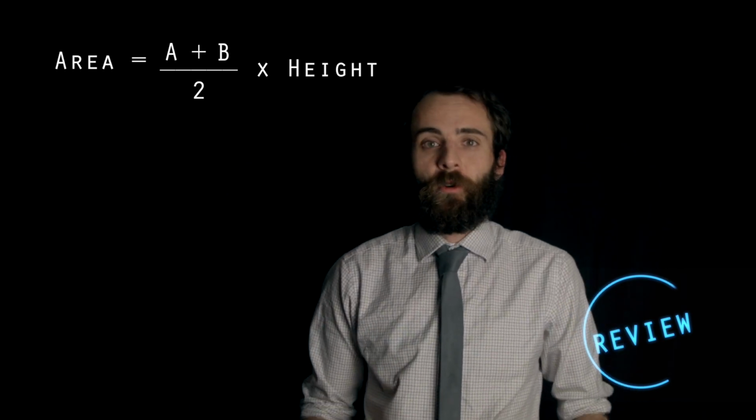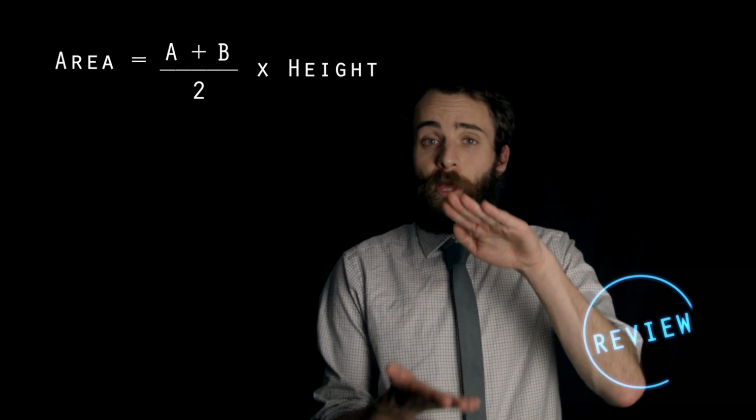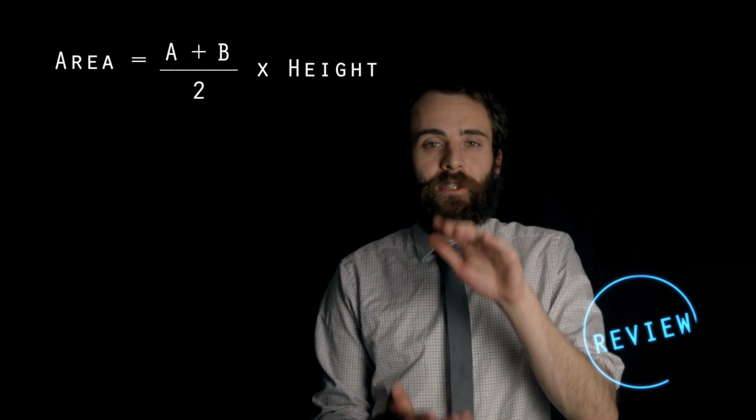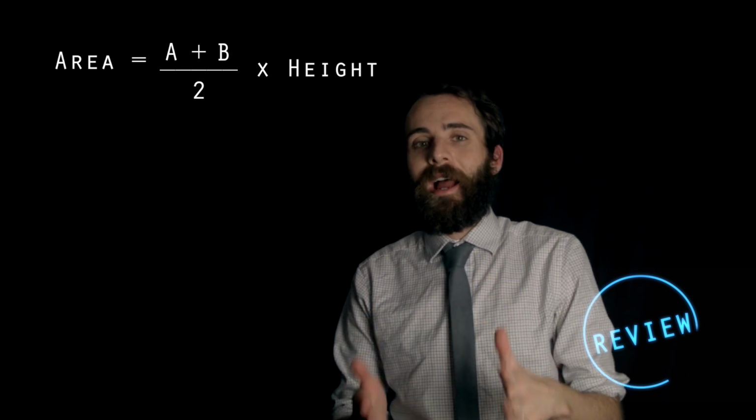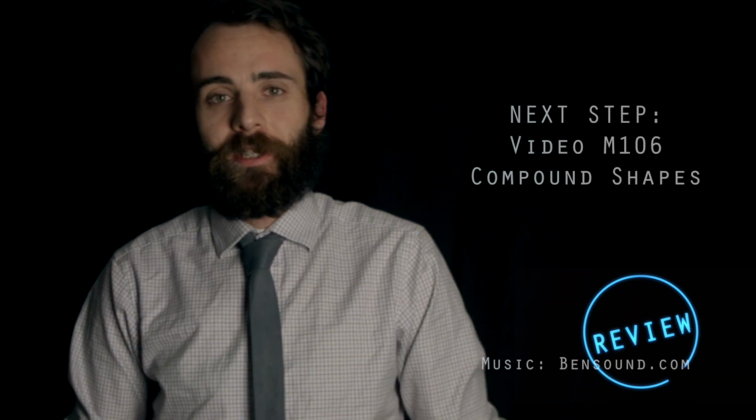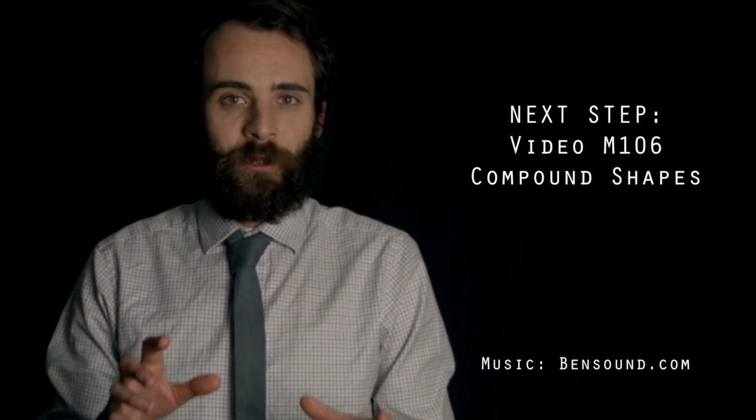Just to reiterate for you, we're looking for the midpoint between sides A and B, the parallel sides, and we do that by adding them together and dividing by 2. Once we have that midpoint, we just multiply it by the height, same as always. Assuming that was no problem for you, you are absolutely ready to go on to M106, where we're putting some of these different areas together in compound shapes.